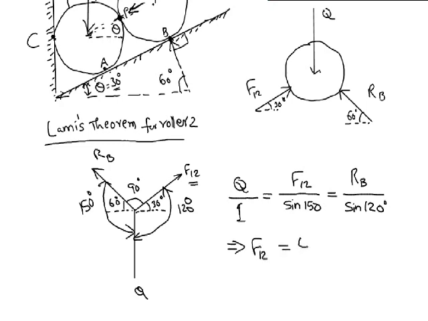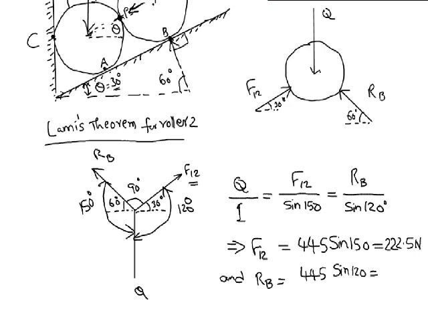F12 is Q, 445, sine 150, that is 445 cos 60. So F12 comes out to 222.5 newtons, and RB comes out to 445 sine 120, that comes out to 385.4 newtons.